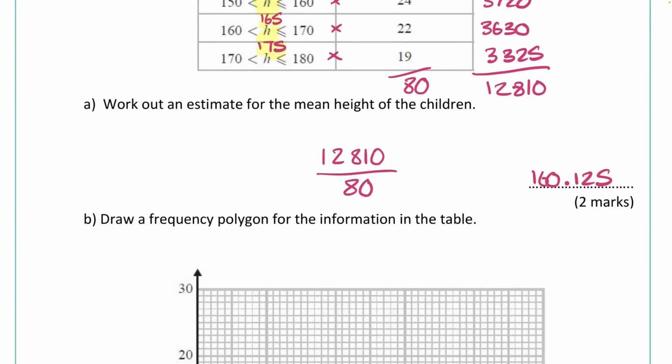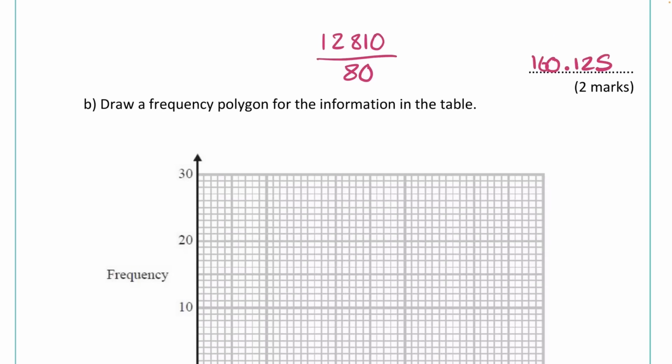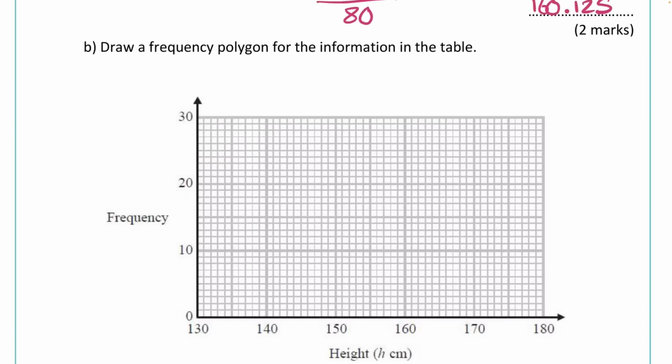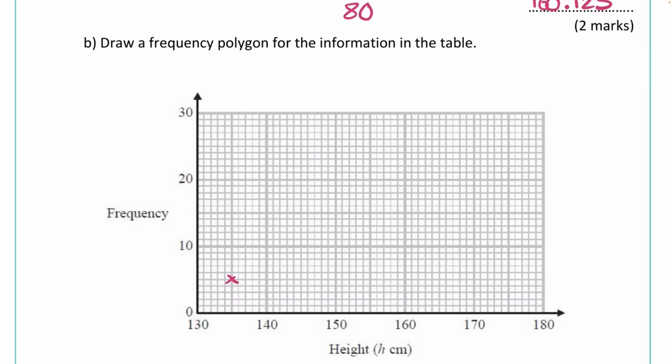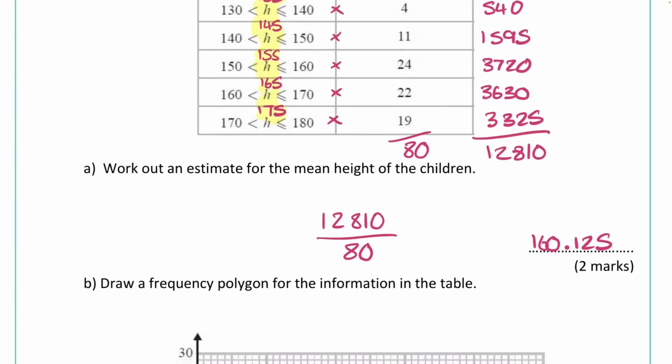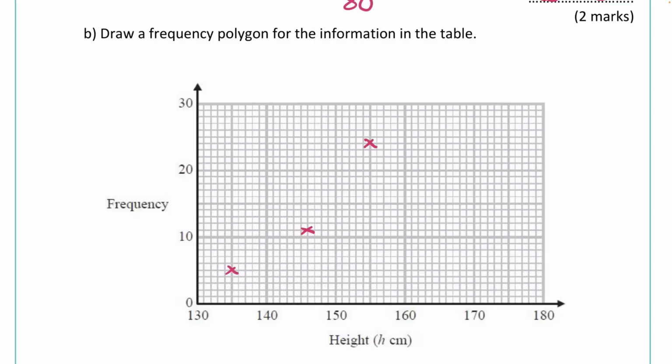It's a bit awkward because I have to keep scrolling up and down, but 4 on 135, so that goes up to 4. Just check the scale, it does go up in ones for each square. Then we have 11 and 24 on those midpoints again. So 11 and the other midpoint, 24. And then our final two are 22 and 19. So 22, which is just here. And then 19, which is just one below that 20. There we go.